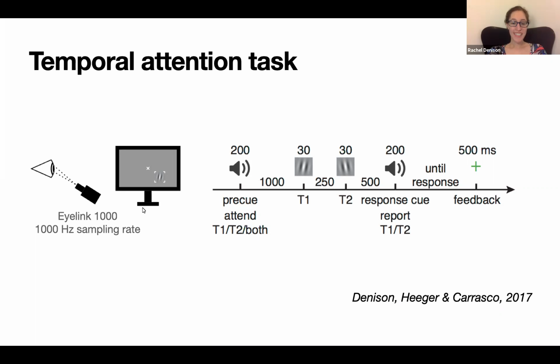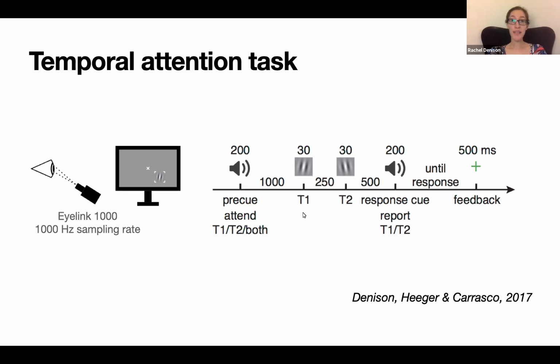So in the temporal attention task, we have a trial sequence that looks like this. 2 targets were presented sequentially in the same location. These are T1 and T2. And these had independent orientations, and they were separated by a stimulus onset asynchrony, or SOA, of 250 milliseconds.